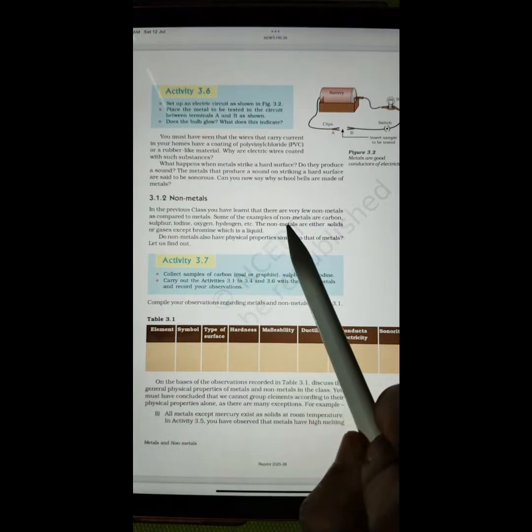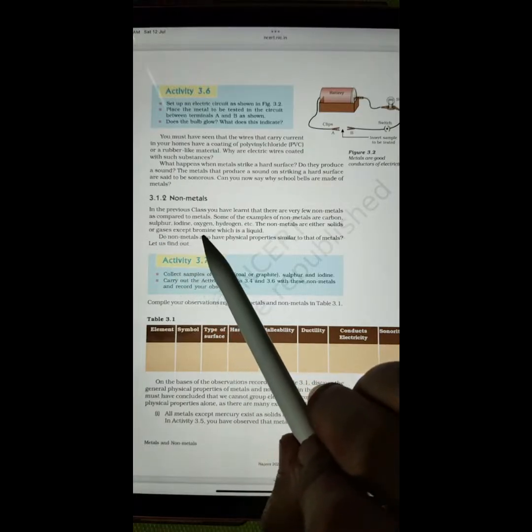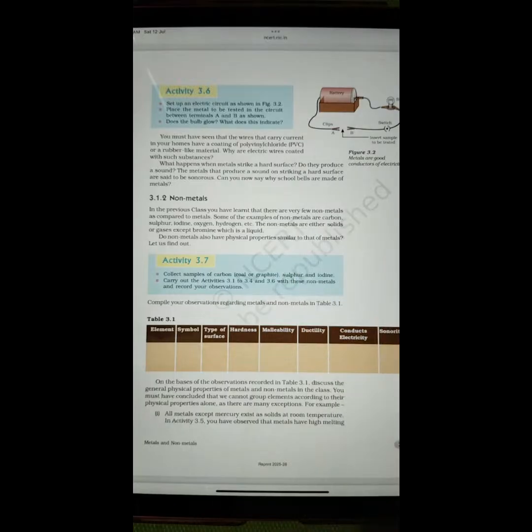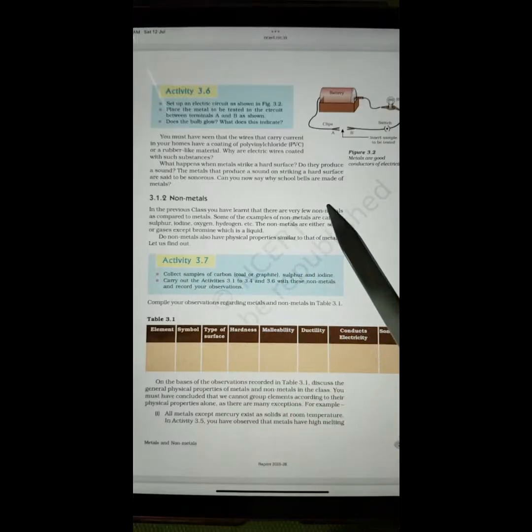Some of the examples of non-metals are carbon, sulfur, iodine, oxygen, hydrogen, etc. The non-metals are either solids or gases except bromine, which is a liquid. Do non-metals also have physical properties similar to that of the metals? Let us find out.